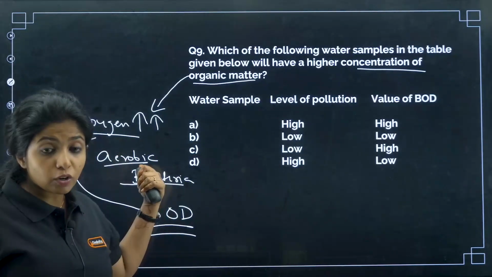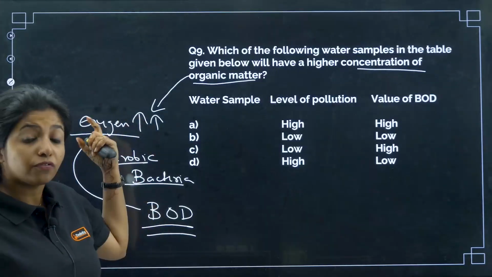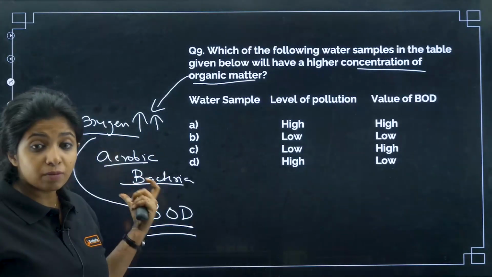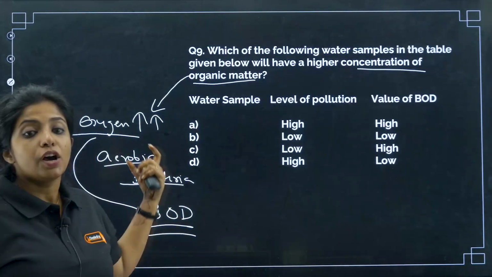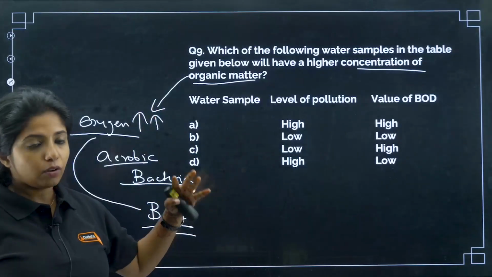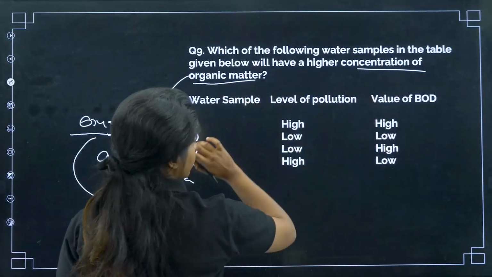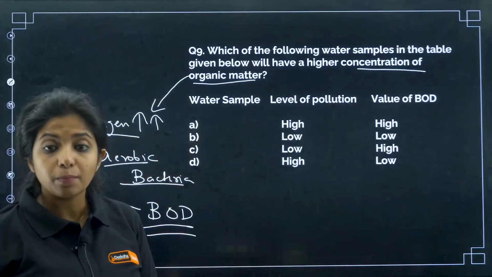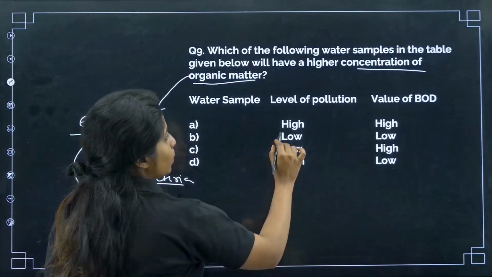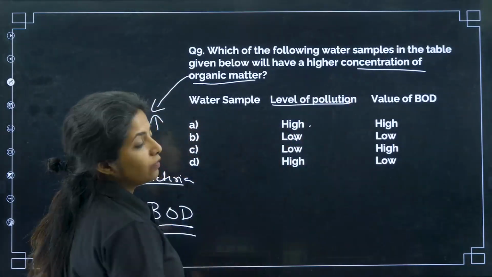Now, this greater amount of aerobic bacteria will utilize more oxygen. Basically, biochemical oxygen demand will be really high, so that you can break down the organic matter properly. So if a higher concentration of organic matter is there, that means the level of pollution is high or low? It will be high.